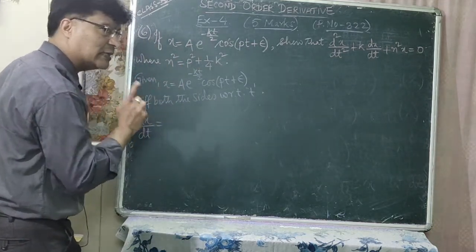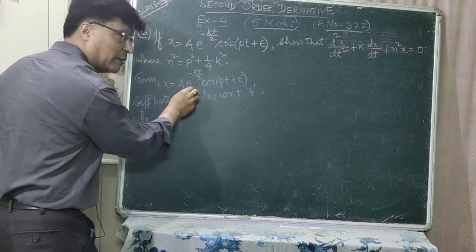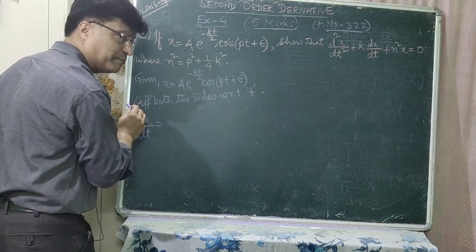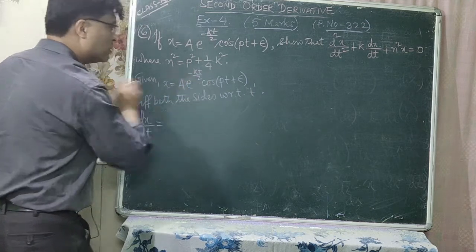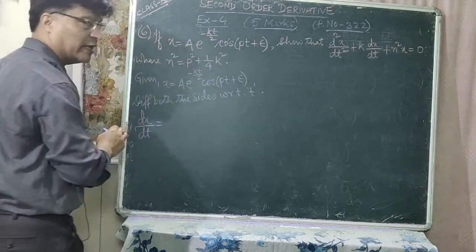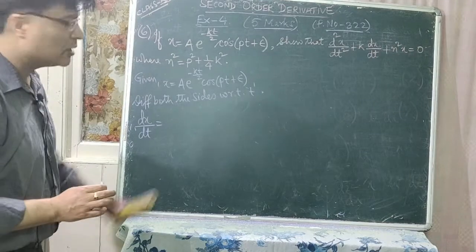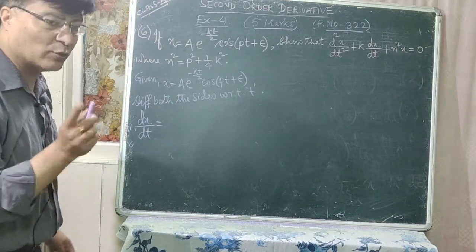now here which are the variables? Wherever there is t, these are the variables. That is e to the power minus kt by 2 is the variable, because here this is t. Again t is here, that is cos pt plus epsilon is the variable. Only here constant is capital A. You have to keep it as it is, right? So in this case you have to use the UV rule.